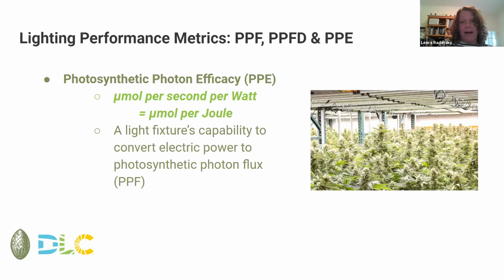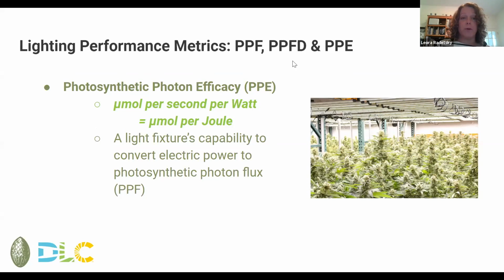And finally, the last metric that we look at, again, analogous to how we talk about lighting for commercial lighting, is efficacy. In this case, again, we're looking at the photosynthetic photon efficacy, or PPE, and this is the PPF per watt, right? Just like you have lumens per watt, you have PPF per watt, and because of how the units work out, it ends up being a unit of micromole per joule.